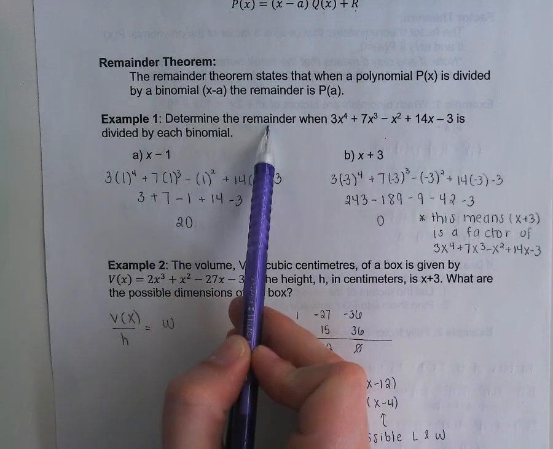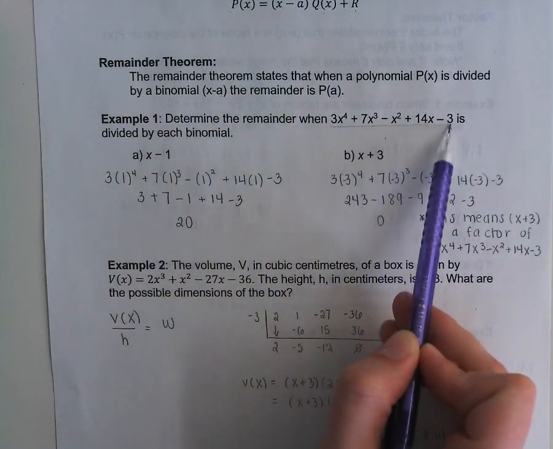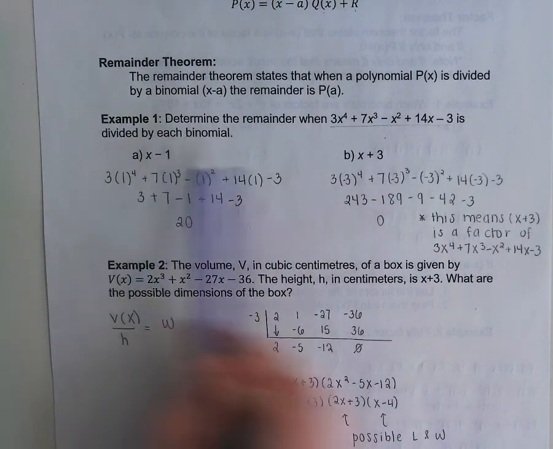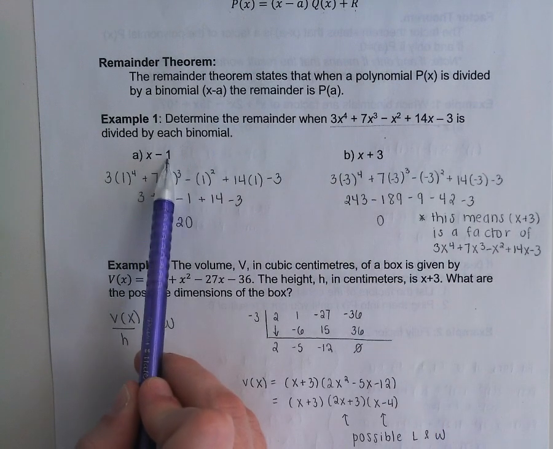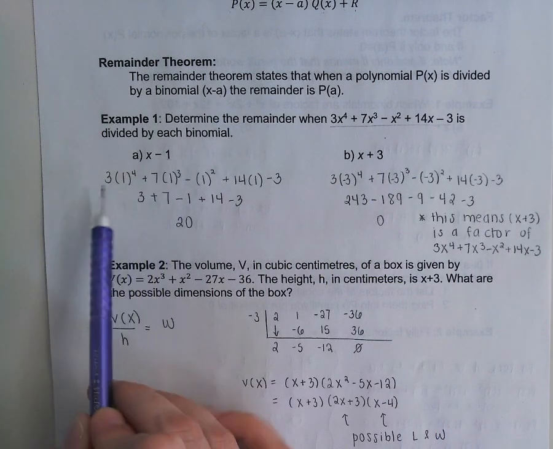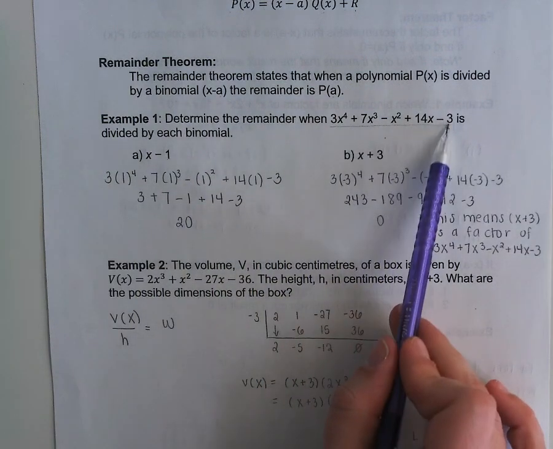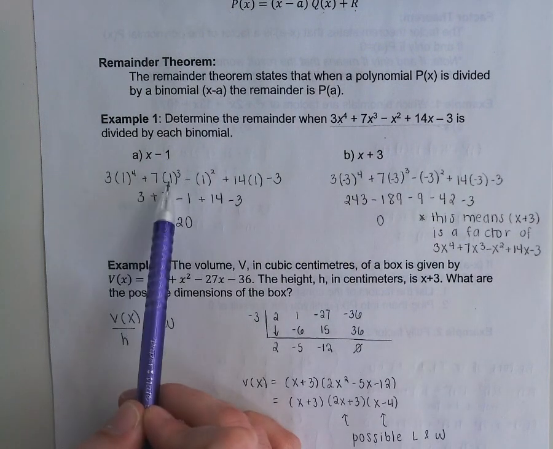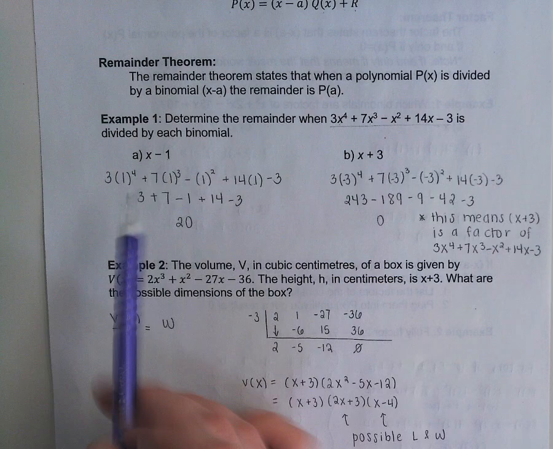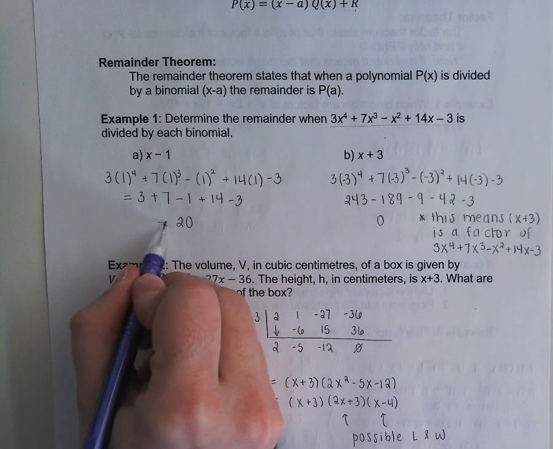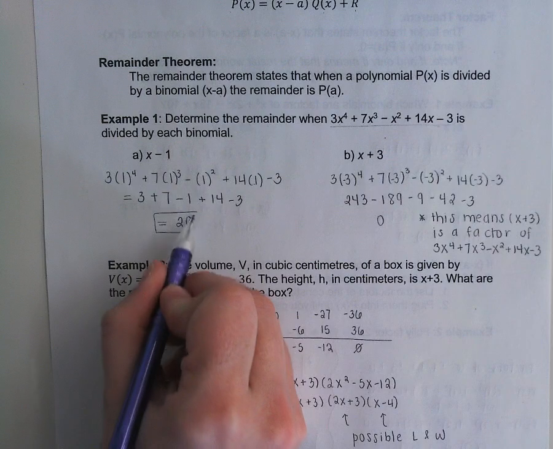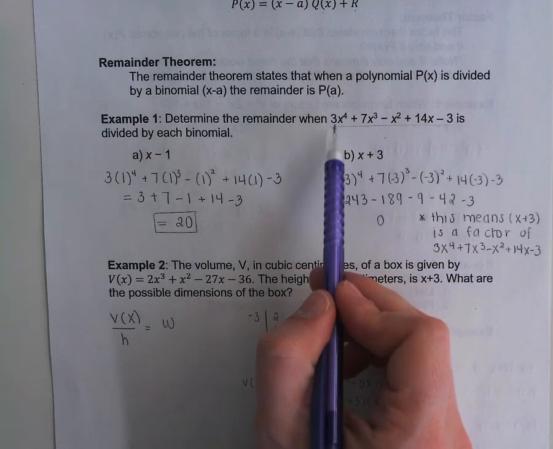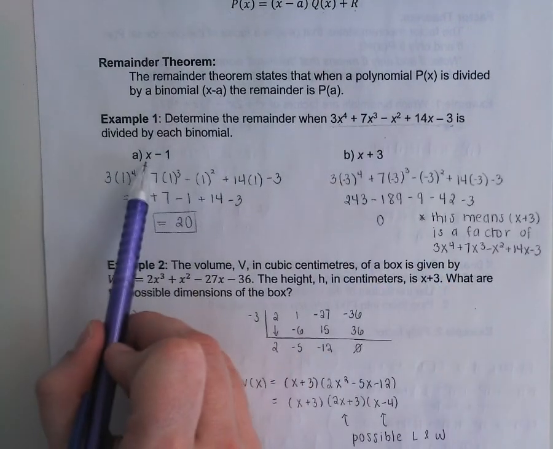So if we determine the remainder when this polynomial is divided by each of the following binomials, the remainder when this polynomial is divided by x minus 1 will be equal to whatever this polynomial equals when we plug in x equals 1. So I plug in x equals 1 for all of the x's, simplify, and evaluate. So the remainder would be 20, which means that this polynomial is not divisible by this because it has a remainder.